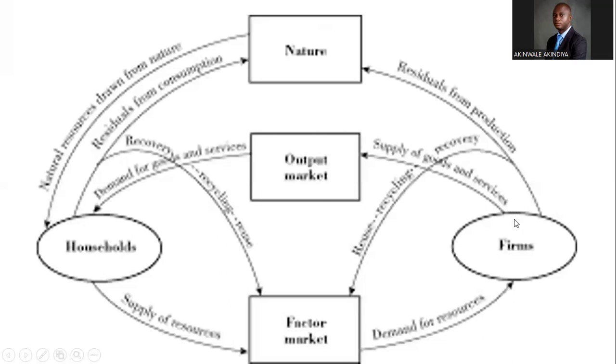Then firms also have waste. Just that their own waste can be more toxic than household waste. But those wastes will also be thrown back to nature. This is where we now need regulations. This is where we need international standards like the ISO 14000 series to help us. So this is where environmental economics needs to really help. So waste from production is thrown back to nature.